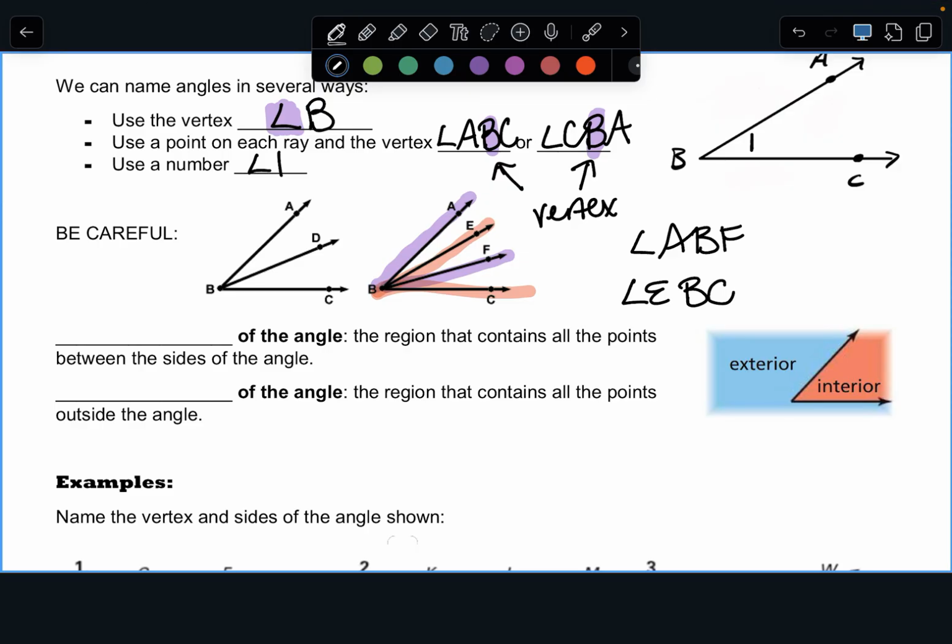There's a few more things that we can talk about with angles: the inside and the outside, essentially. The interior of the angle is all the points between your 2 rays. It's inside the alligator mouth. It's what it's eating. The outside, the exterior, is all the points outside your alligator mouth. So that's these 2 definitions. Interior, the points in between those 2 rays. And exterior, the points outside those 2 rays.